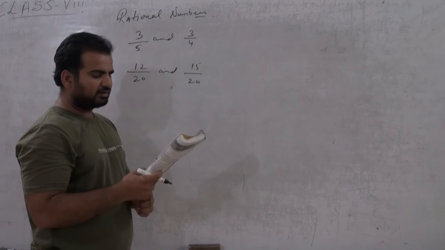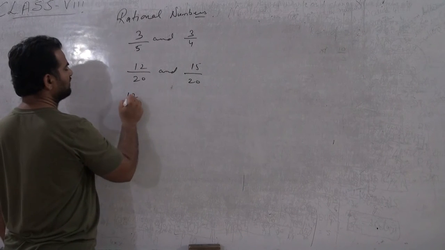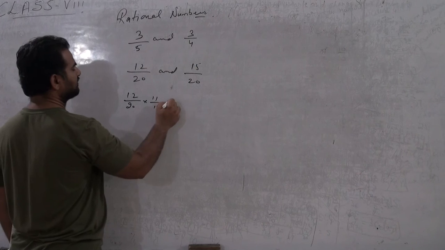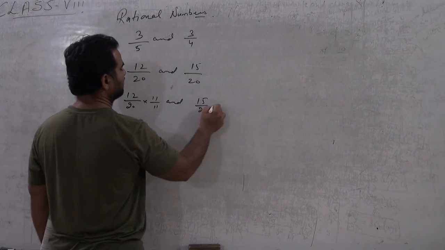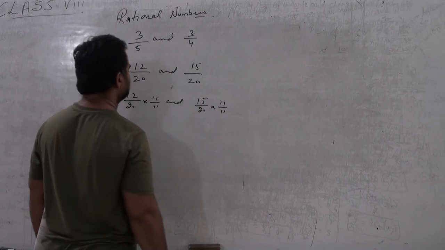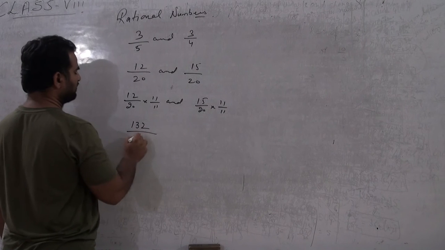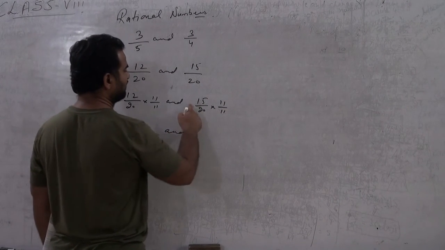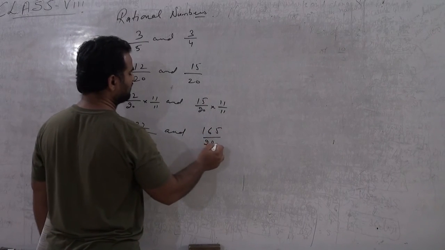How many numbers do we have to find? We have to find 10. So multiply by 11 upon 11. It will be 12 by 20 multiplied by 11 upon 11 and 15 by 20 multiplied by 11 upon 11. So 12 into 11 will be 132 upon 220 and 15 into 11 will be 165 upon 220.